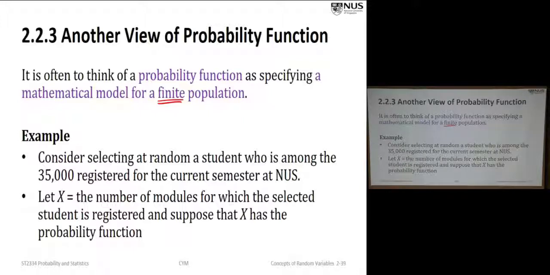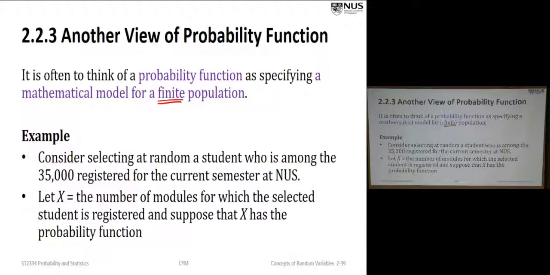So that's why it's random. So if it's random, naturally we'll ask, okay, so what's the chance that the student that I select takes 0 modules, 1 module, or 2 modules? All right? So that's how we interpret the probability in a finite population.